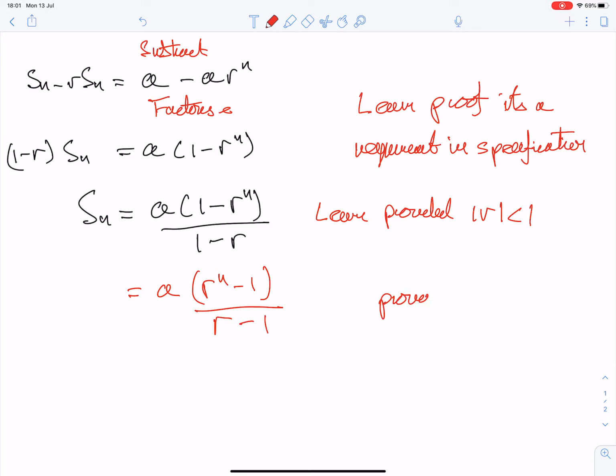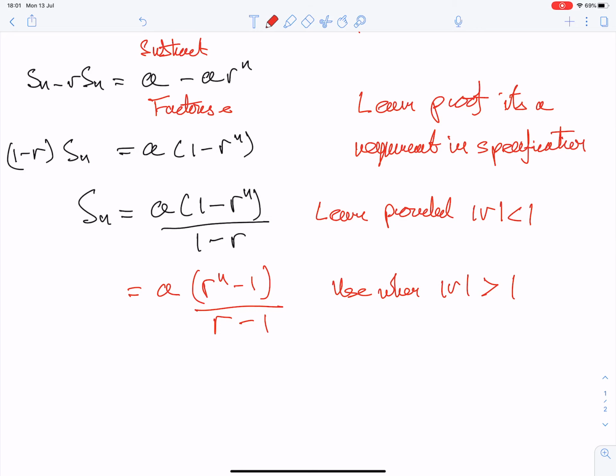So we tend to use that version if r is bigger than 1, because r to the n then, this term is getting bigger and bigger and bigger, and this makes the top here positive. If r is greater than 1, this is positive. If r is less than 1, this is positive. R to the n, if r is less than 1, is less than 1. So this whole thing is positive. So that's why we tend to use them that way round.